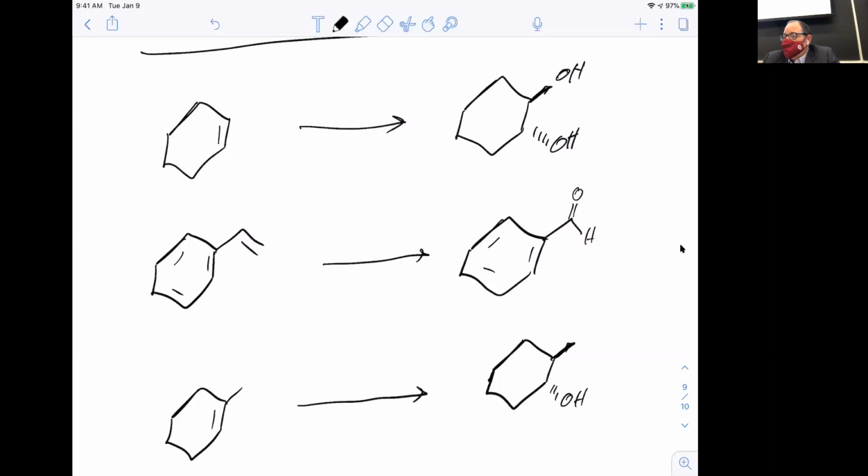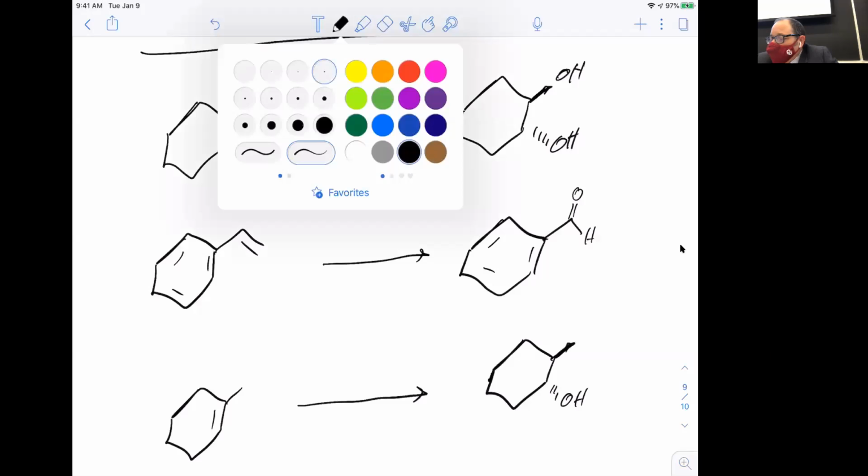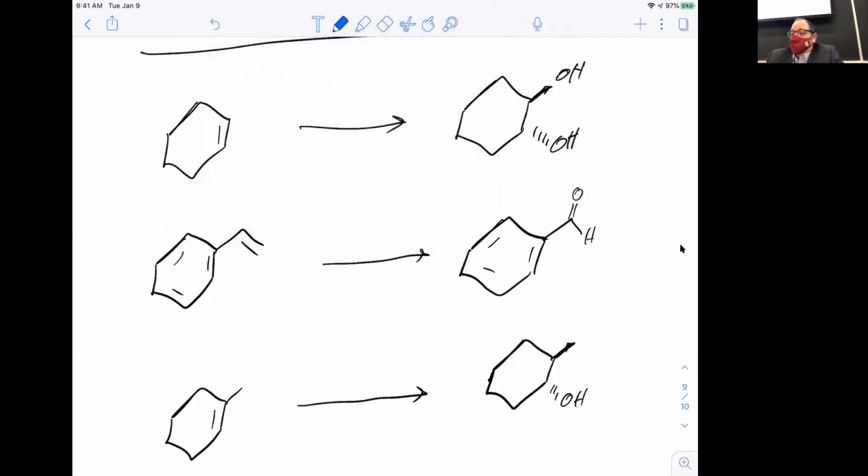Okay, let's take a look. In this case, what we want to do is look at our starting material, which is an alkene, and our product. Here we have an anti-diol, so we have dihydroxylation. Since we're going anti, we're going to be using epoxidation.